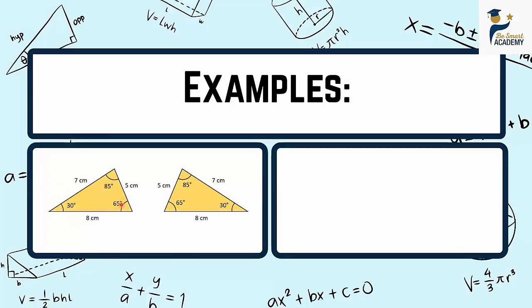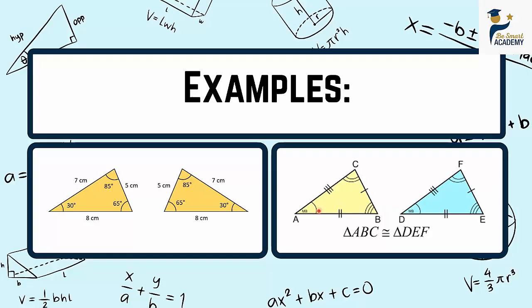Take these triangles as an example. You notice that the first one has 7 centimeters, 5 centimeters, 8 centimeters. Similarly for the second, 7, 5, and 8. And the angles are 30 degrees, 30 degrees, 65, 65, 85, 85. So those two triangles are congruent. They both have equal angles and equal sides. Notice that if we take the first one and slide it all the way here, they are equal.